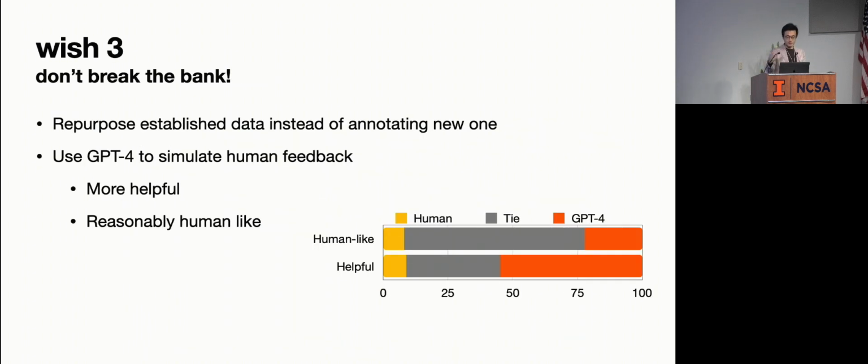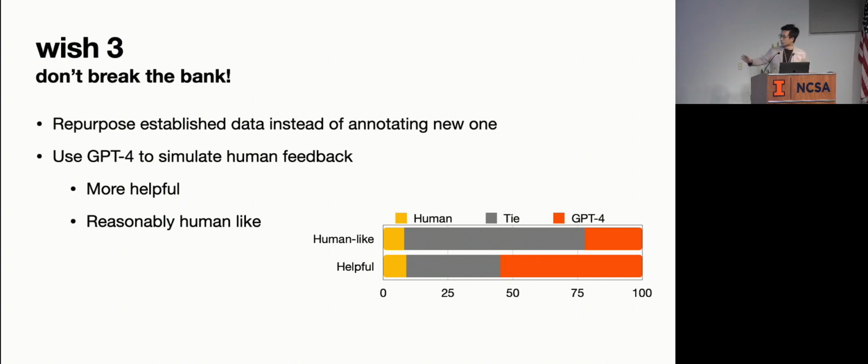Collecting user feedback is actually very expensive. Our third wish is to do this without breaking the bank. To achieve this, we never annotate any new data points, but just repurpose high-quality established benchmark datasets. And besides, we use GPT-4 to simulate human natural language feedback instead of hiring annotators to do this. This practice has become more and more well-received, and there is an increasing amount of evidence that GPT-4 does better at this than average humans do.